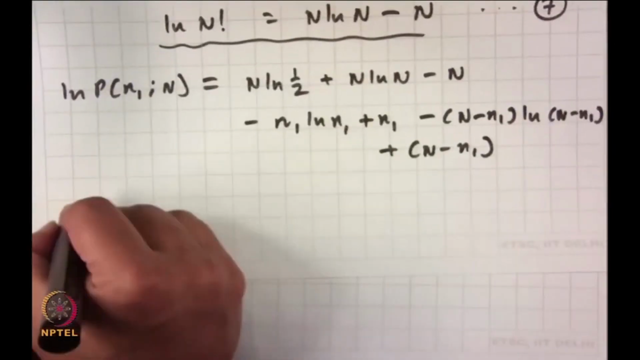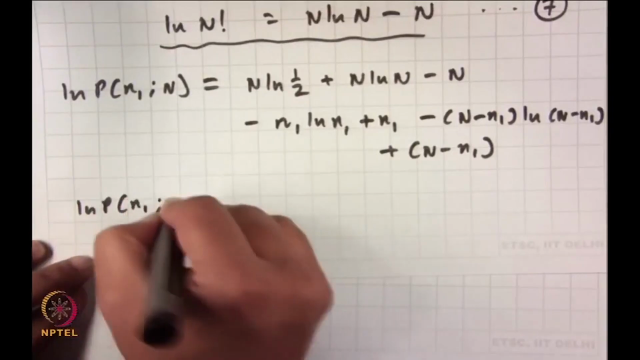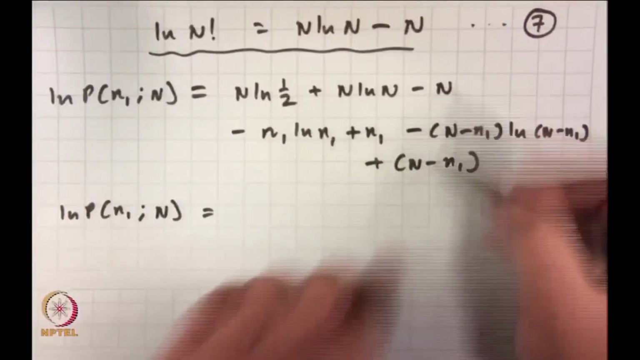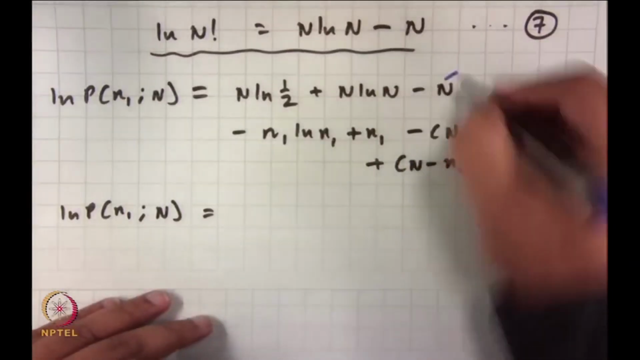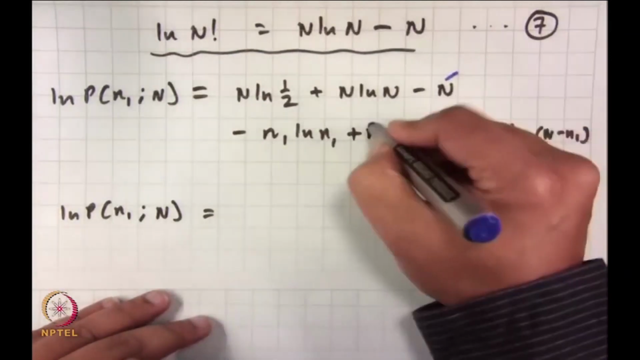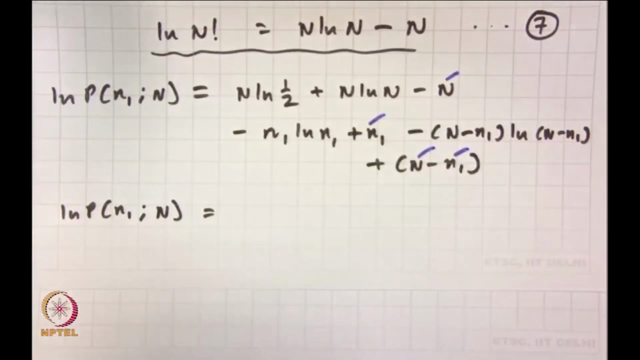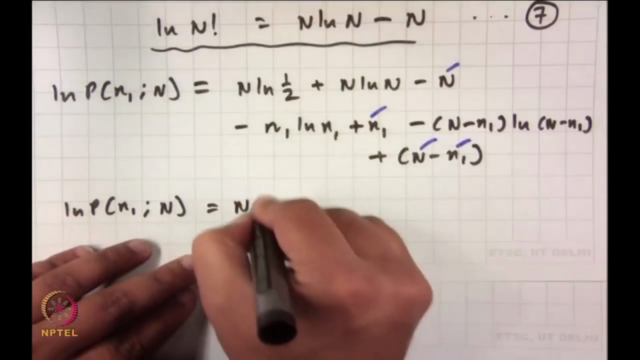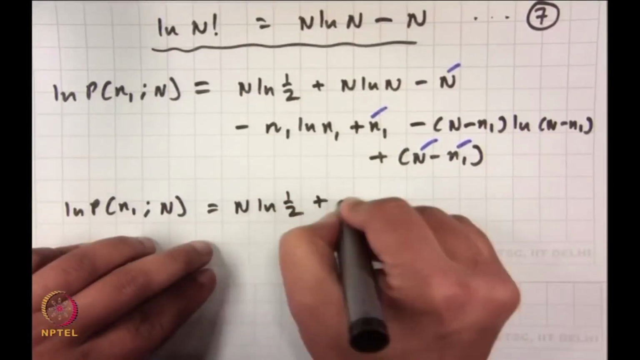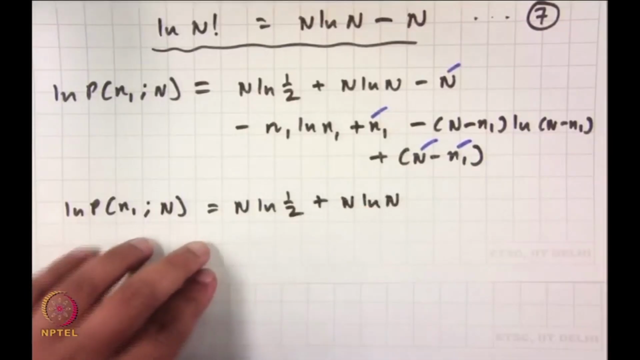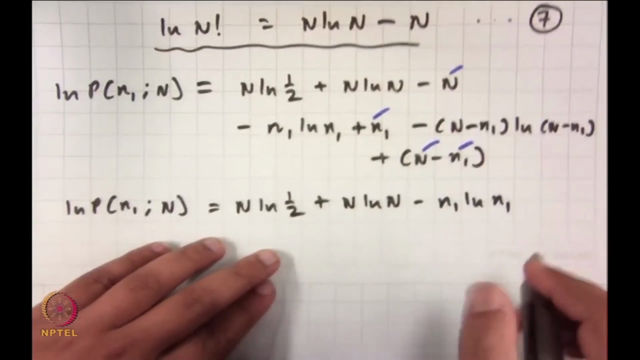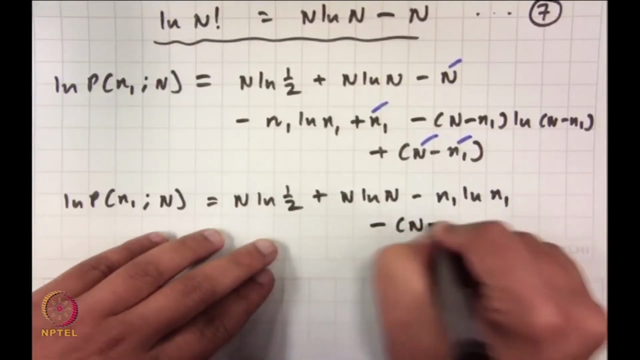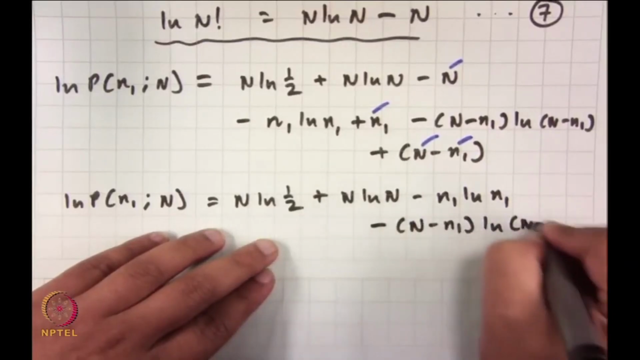So, what will it come to now? Therefore, ln p(n1; N) is equal to, see this N cancels, so this one cancels with this, and this one cancels with this. So, it is already simplified for us a lot. So, I have this is equal to N ln half plus N ln N, where N being capital, minus n1 ln n1 minus N minus n1 ln of N minus n1.